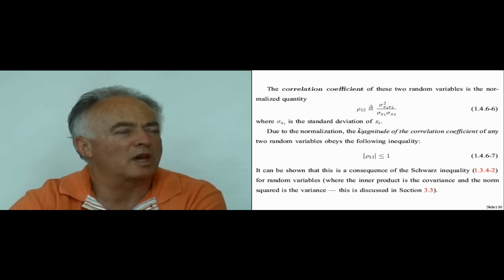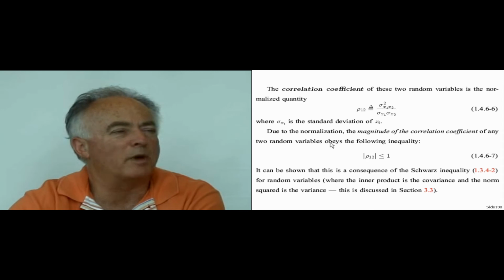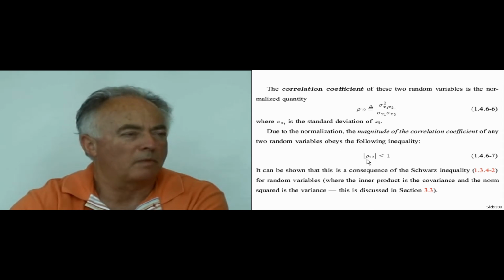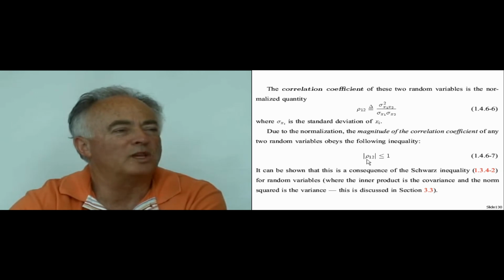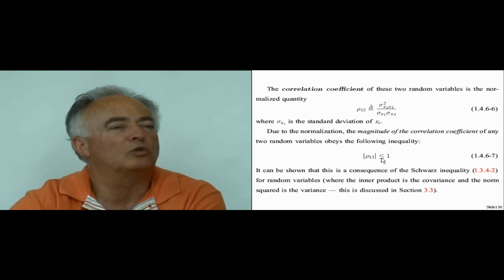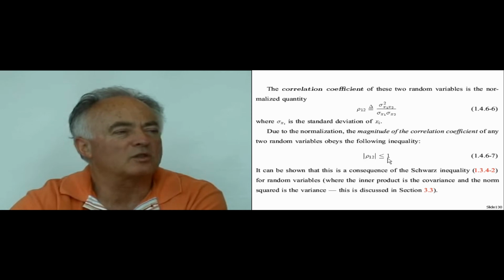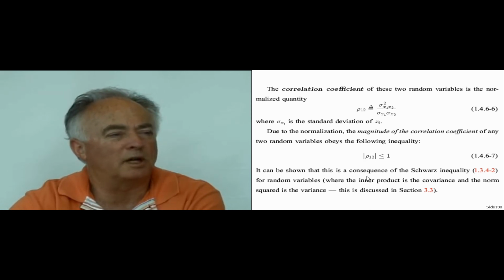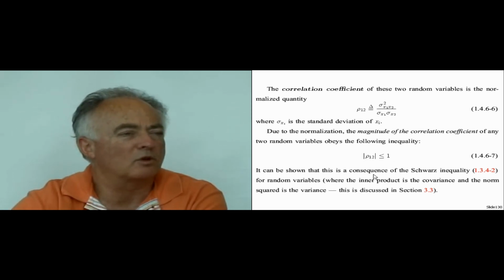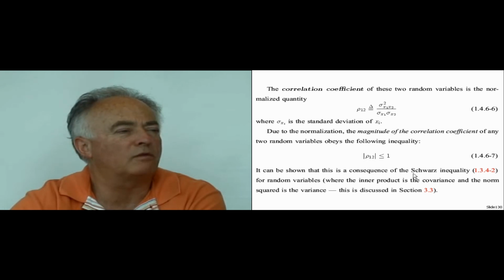And what we have now is a result that the magnitude of the correlation coefficient of any two random variables obeys an inequality. The magnitude of rho 1, 2 is less or equal to 1. And this is really a counterpart or a consequence of the Schwartz inequality for random variables.